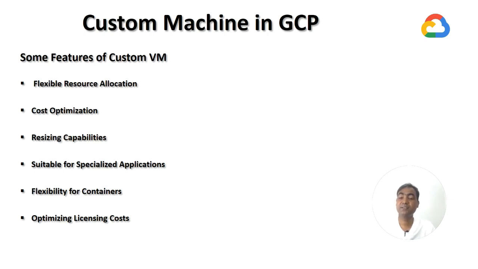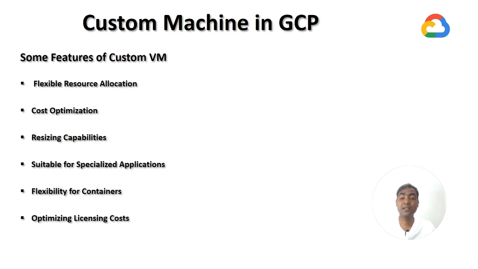You can resize a custom VM to adjust the number of vCPU and memory it has. It allows for dynamic scaling based on workload demands. And suitable for specialized applications: custom VMs are well suited for applications with specific performance needs such as large scale databases, scientific simulation, resource intensive computation and more. The flexibility for containers, guys: for containerized workloads using technology like Docker, custom VMs provide the flexibility to allocate resources to the container as needed.